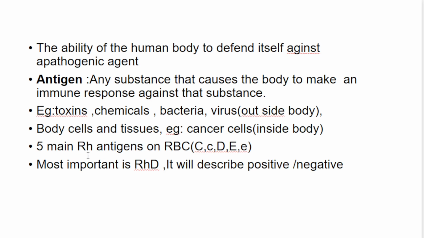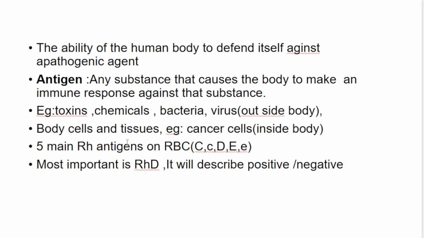There are 5 main Rh antigens present on RBC. Those are C, c, D, E and e. The most important Rh antigen is RhD. It describes whether we are positive or negative. If RhD is present in our blood, our blood group is positive. If there is no RhD in our blood, then we call our blood negative.